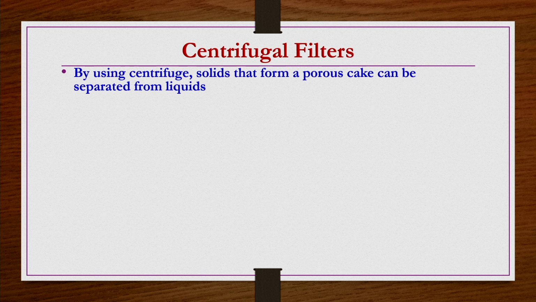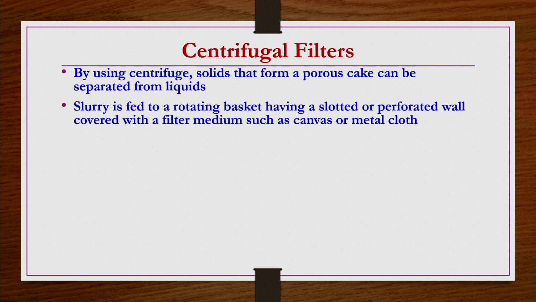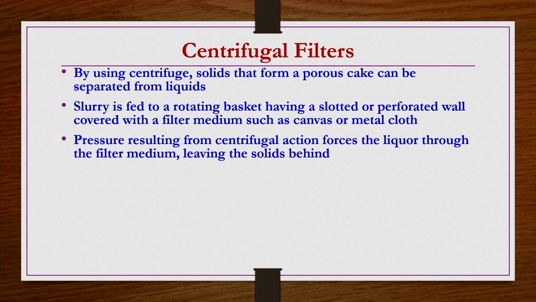Then this third category is centrifugal filters. So, pressure filters and vacuum filters we have seen, now we see centrifugal filters. By using a centrifuge, solids that form a porous cake can be separated from liquids. The principle is very straightforward and simple here. Slurry is fed to a rotating basket having a slotted or perforated wall covered with a filter medium such as canvas or metal cloth. Pressure resulting from the centrifugal action forces the liquor through the filter medium, leaving the solids behind.